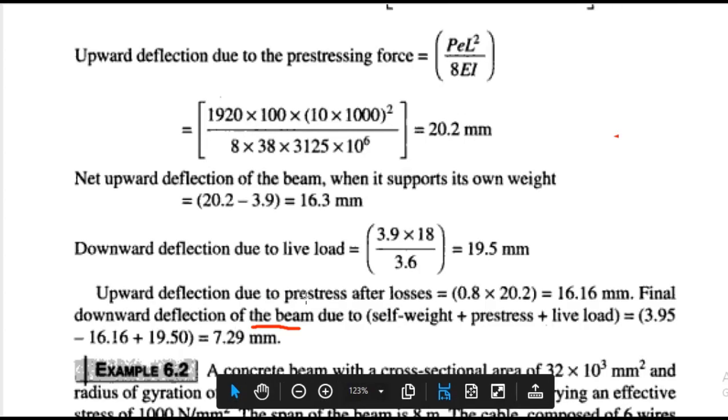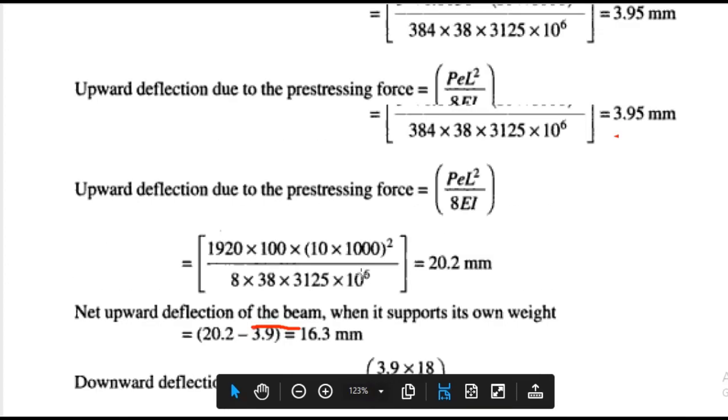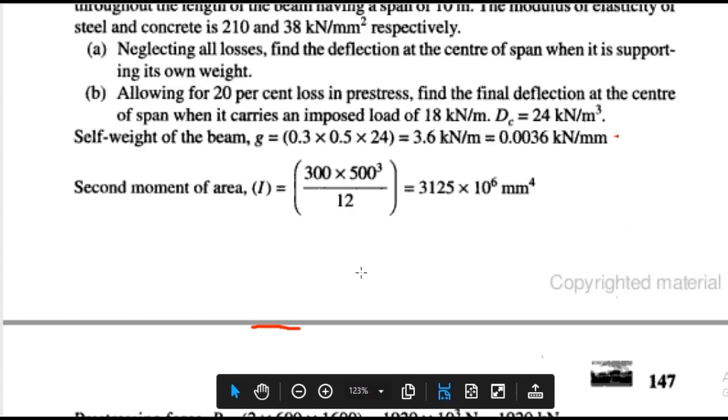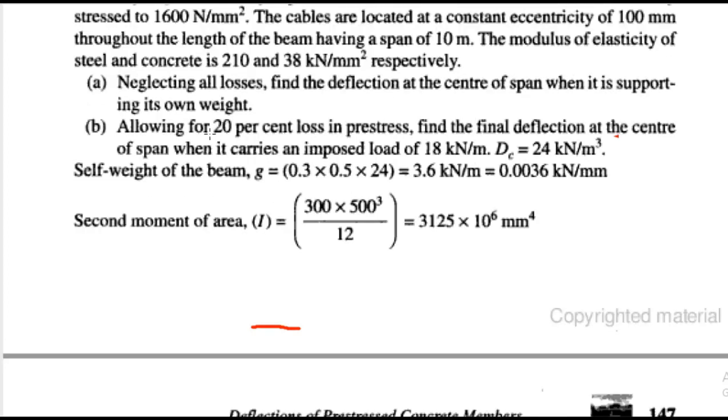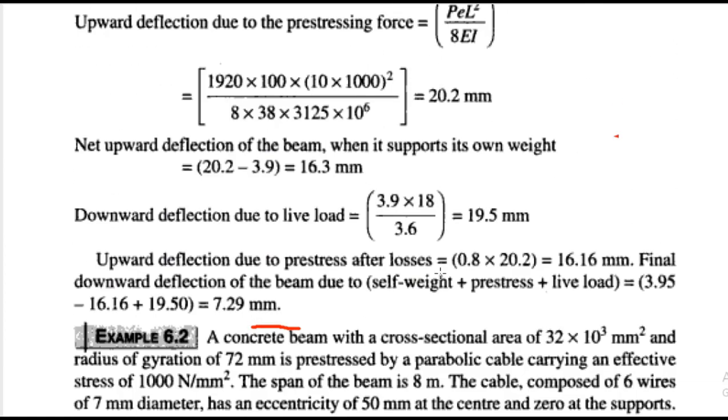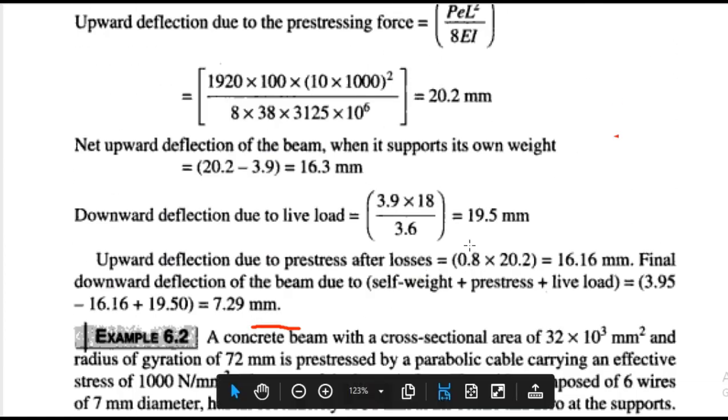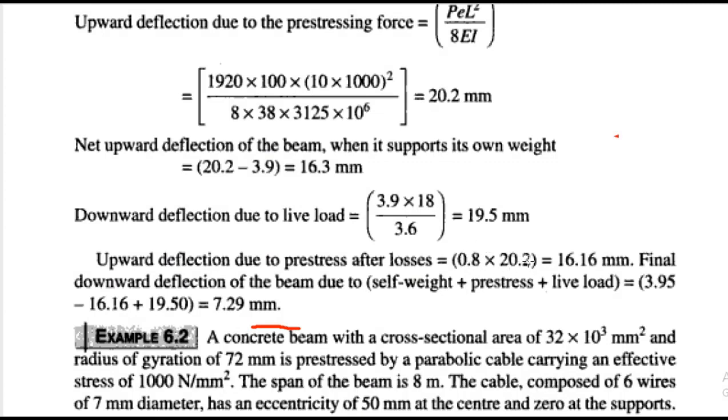Next, the upward deflection due to pre-stress after loss, we have to calculate. If you observe the problem, they asked us to calculate the upward deflection allowing for 20% loss in pre-stress. Find the final deflection at the center of the span when it carries an imposed load of 18 kN per meter. With 20% loss, it means 0.80 into 20.2. This is the final upward deflection.